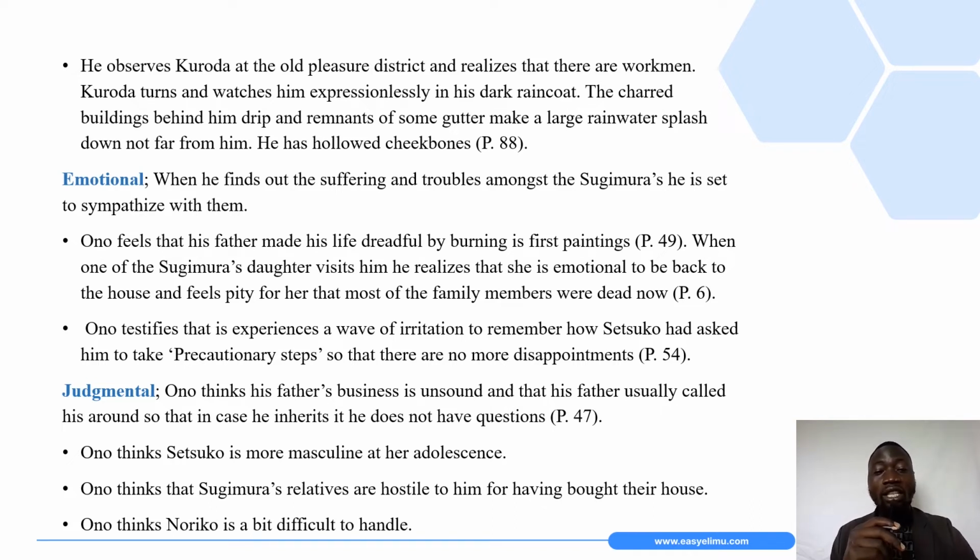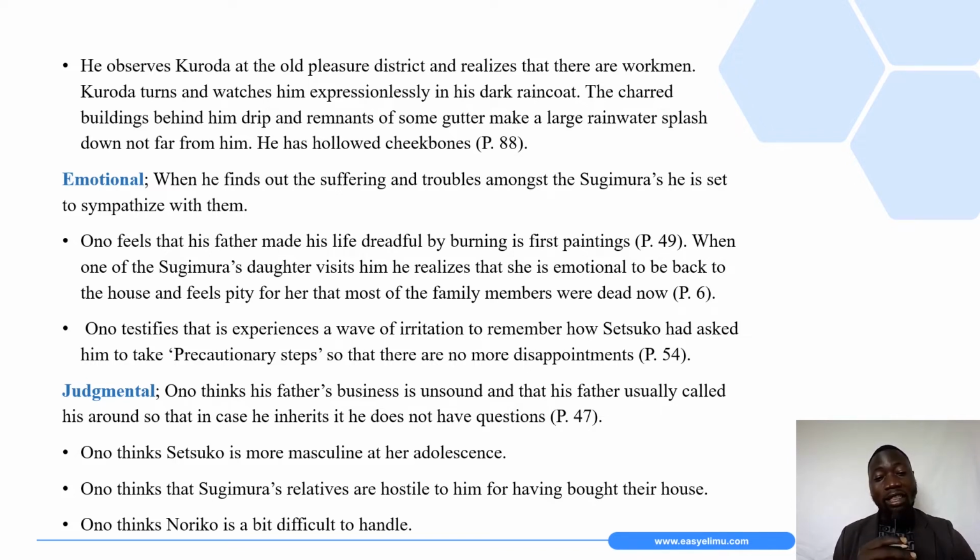So that character trait had really a lot of illustrations, dear students, but we just had to look at all of them. The next character trait that we come across is that Ono is emotional. When he finds out the suffering and troubles amongst the Sugimuras, he is set to sympathize with them. Again, he feels that his father made his life dreadful by burning his first paintings. When one of the Sugimura's daughters visits him, he realizes that she is emotional to be back to the house and feels pity for her that most of the family members were dead now. Again, Ono testifies that his experiences are a wave of irritation to remember how Setsuko had asked him to take precautionary steps so that there are no more disappointments.